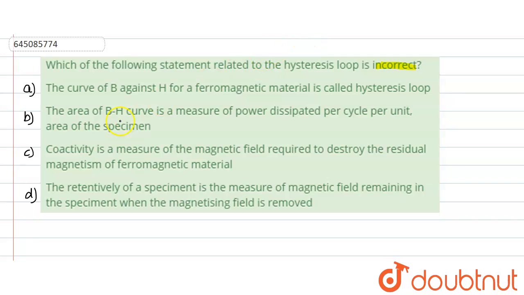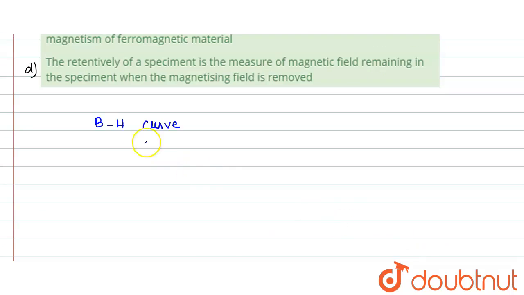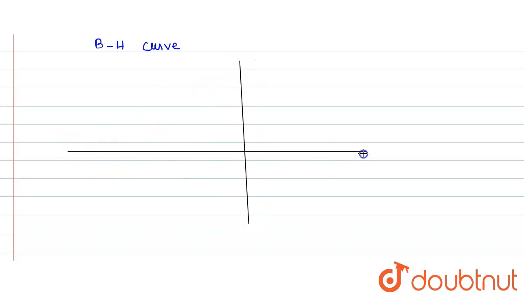Now, first of all, each of the statements is related to this BH curve, so we can just draw our BH curve. This curve would be our magnetic flux density versus magnetizing field curve. Let's say this is our B axis and this is our H axis. H is the externally applied magnetizing field, and B is the magnetic flux density.